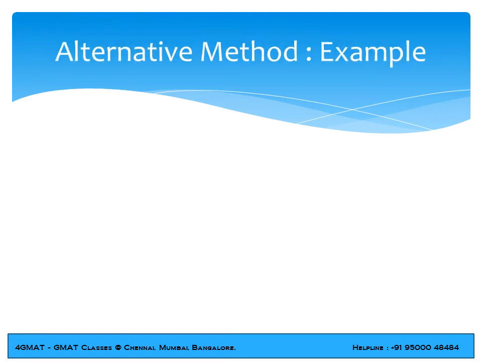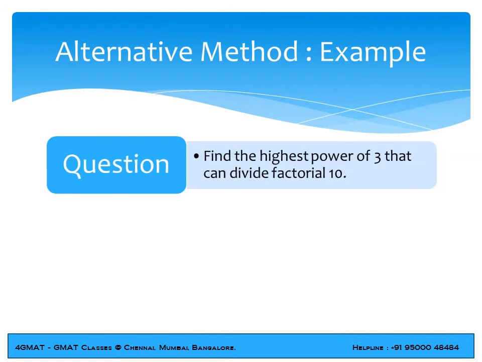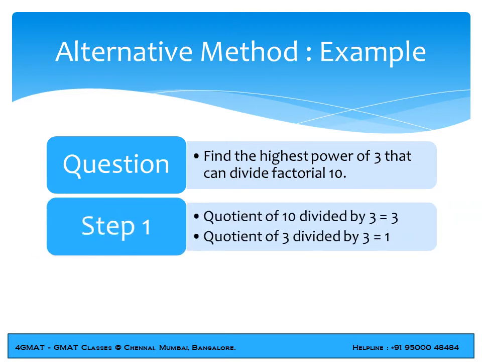Let's apply this alternative method to the example in hand. Find the highest power of 3 that can divide factorial 10 without leaving a remainder. Step 1, take 10 divided by 3. The quotient of this division is 3. We can divide this quotient 3 further by 3. The second division yields us a quotient of 1. We can't divide 1 by 3, so this is where we stop.